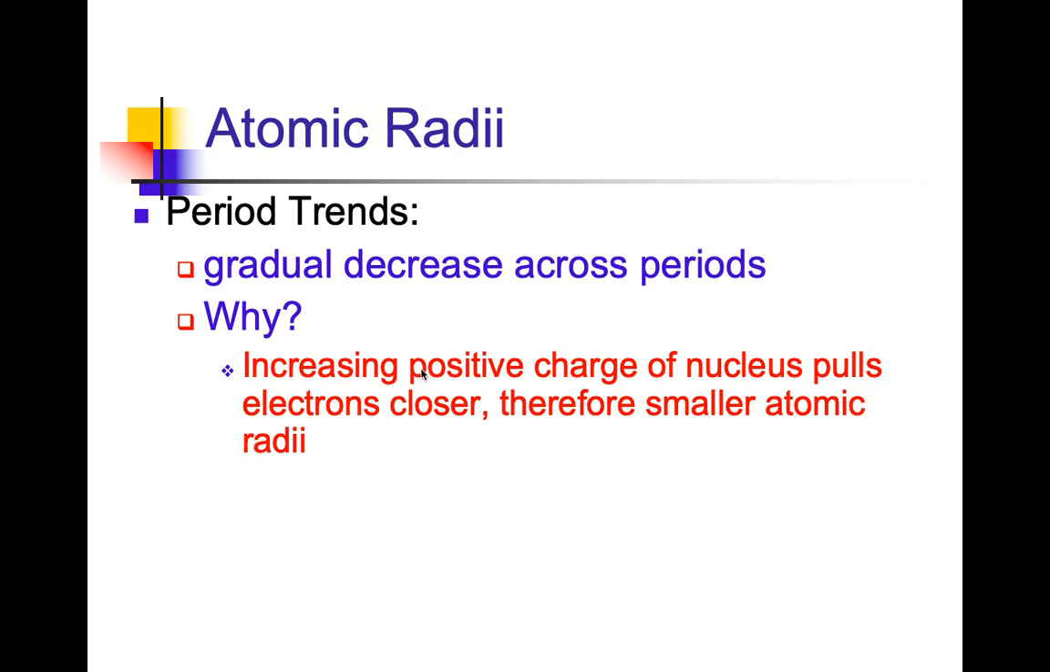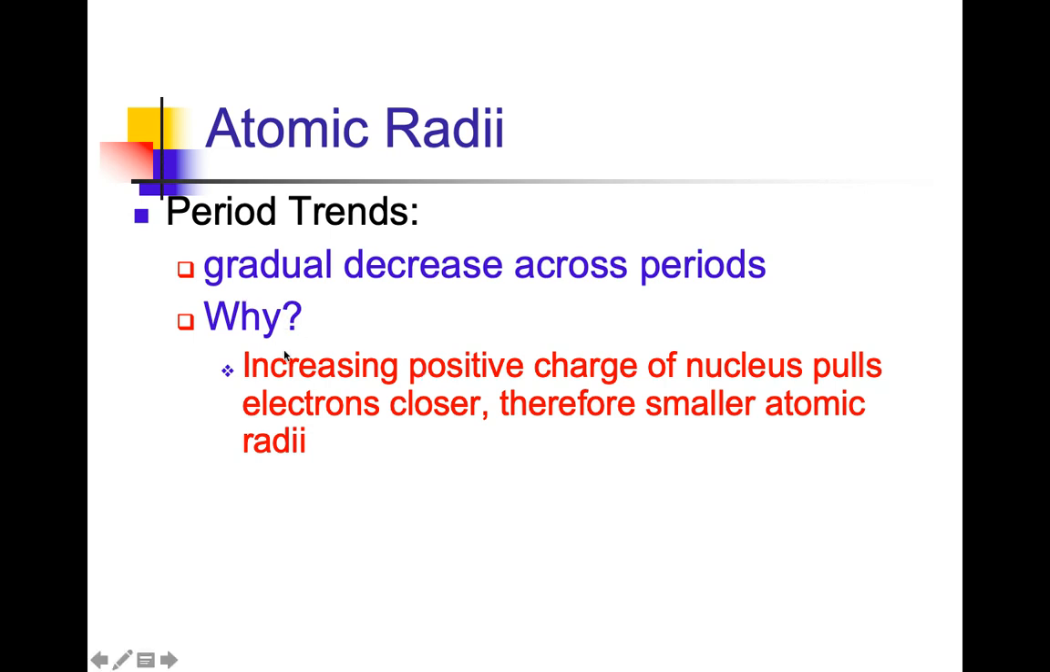So it might be thought, well, maybe they get bigger as you go across there. But as you go across that period, as you add an electron, you're also adding a proton. And the electron that you place in that energy level is the same energy level as one of the elements in the first portion of that period. So the nuclear pull has more of a factor in size than does adding the electron.